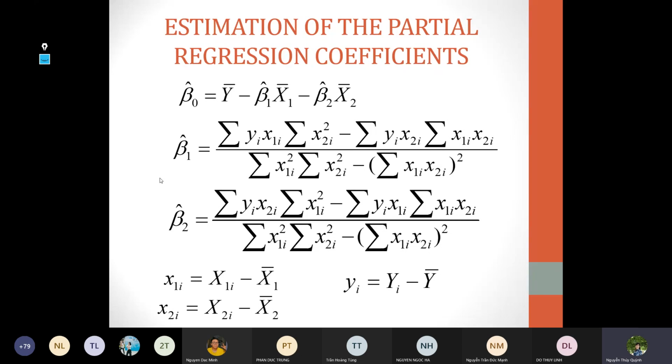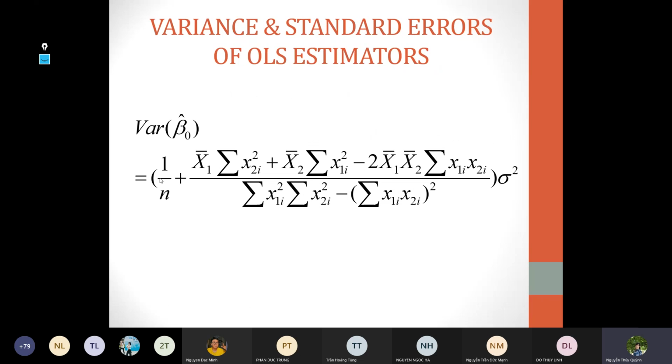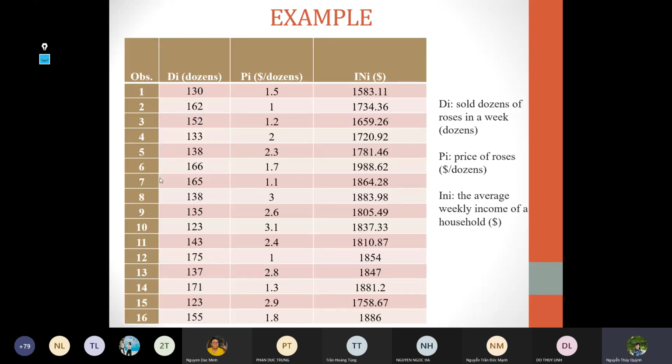Now here is an example. We have a set of data with three variables. D_i is the dozens of roses sold in a week, P_i is the price of roses, and IN_i is the average weekly income of a household in the area. And D_i here is the dozens of roses sold in a week at a shop.